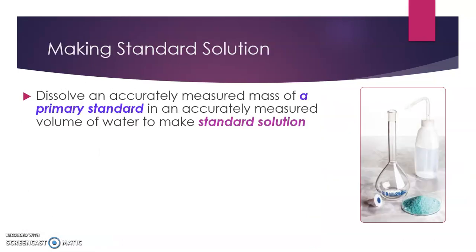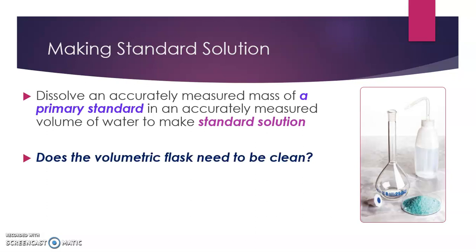Now, making standard solution. The overall procedure is basically dissolving an accurately measured mass of a primary standard in an accurately measured volume of water. That's how we make all solutions. The key is that it needs to be accurately measured. Okay? So we use a volumetric flask for this particular task, and we do not use a measuring cylinder to measure that volume of water, because a measuring cylinder simply is not accurate enough.